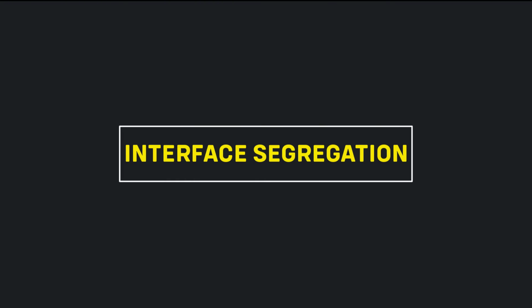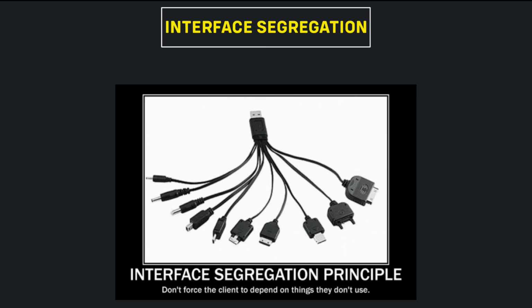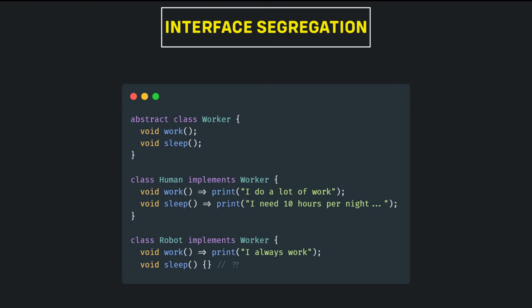Interface segregation principle. This principle states that clients don't have to implement a behavior they don't need. The gist of this principle is, you should create small interfaces with minimal methods. Let's look at this example.